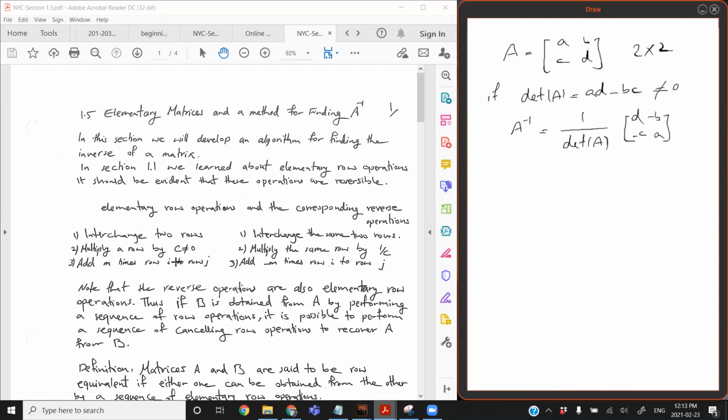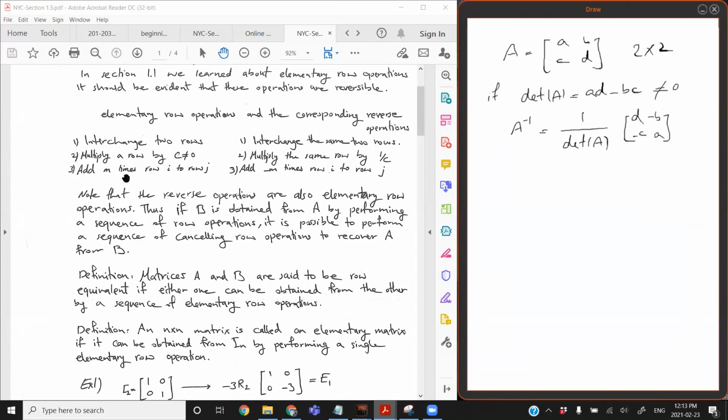The other row operation is multiplying a row through by a non-zero number C. How can you cancel that? You would multiply the same row by 1 over C. And 1 over C would exist because C is not 0. And if you're adding a multiple M of row I to row J, you can cancel this operation by adding negative M times row I to row J. So for example, you add 2 times row 1 to row 2. How can you cancel that? You add negative 2 times row 1 to row 2. That would cancel what you just did.